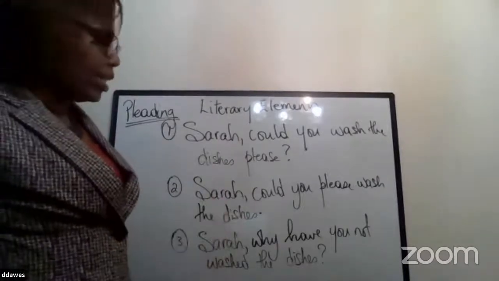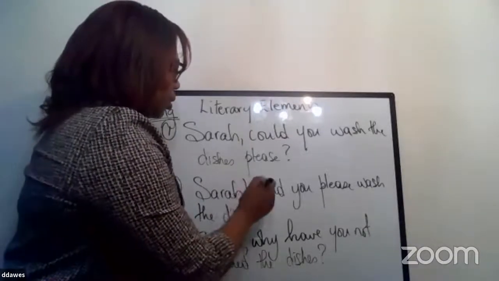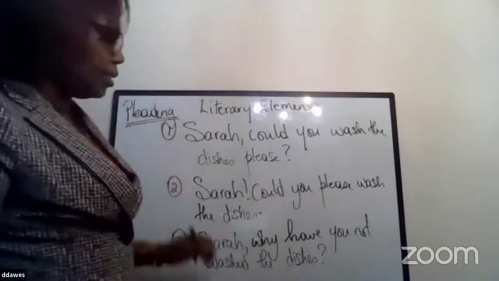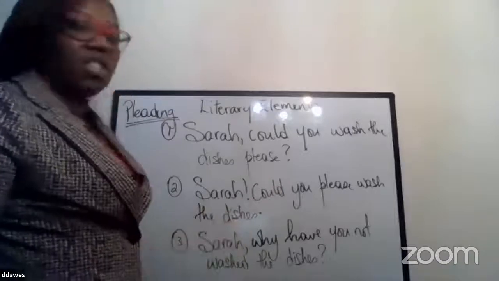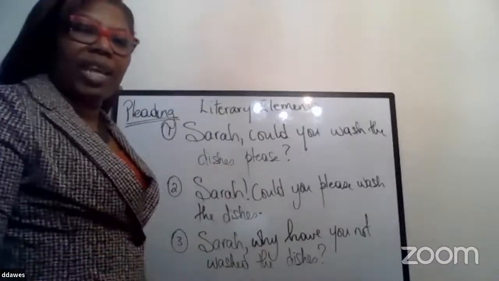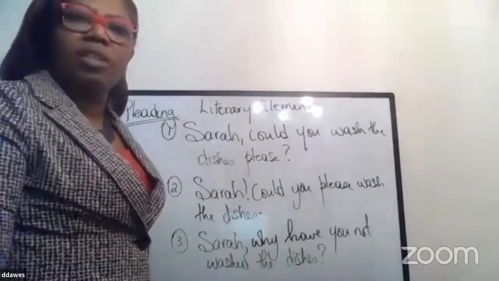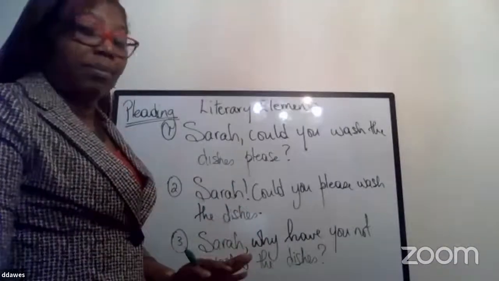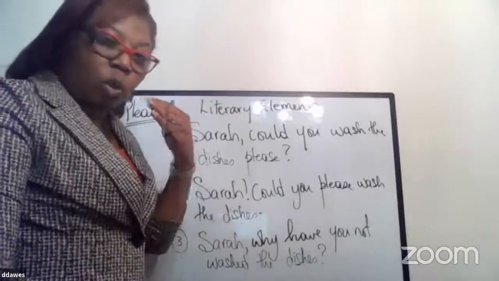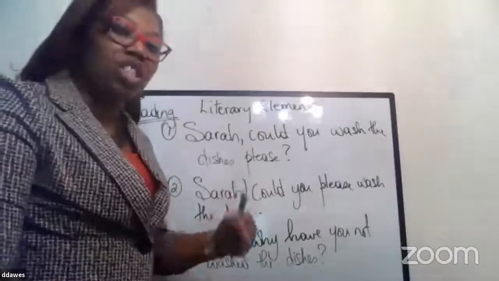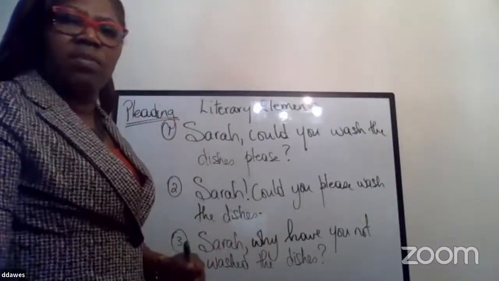Look at the other one. Look at the second sentence. Sarah, with an exclamation mark, could you please wash the dishes? Now, say that, let me hear you. Sarah, could you please wash the dishes? It's not a question anymore. Notice the exclamation mark is there. So emotions, I am putting some emotions in it. Sarah, could you please wash the dishes?